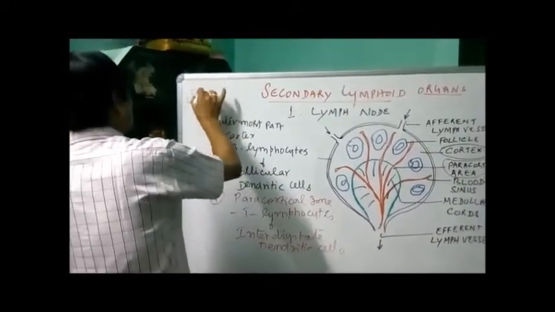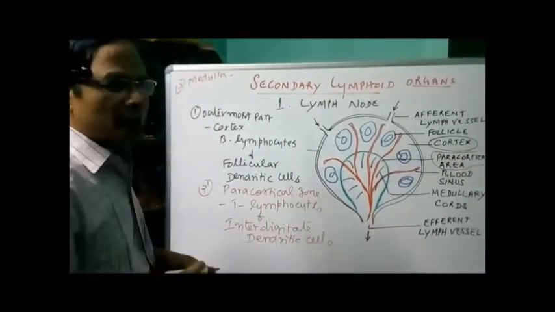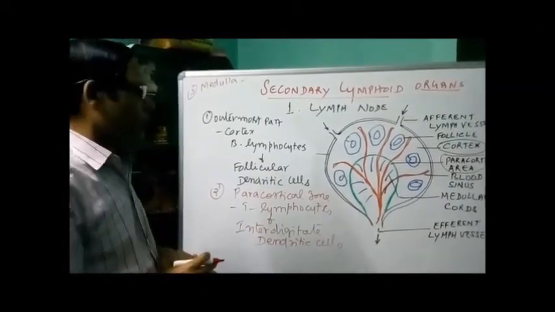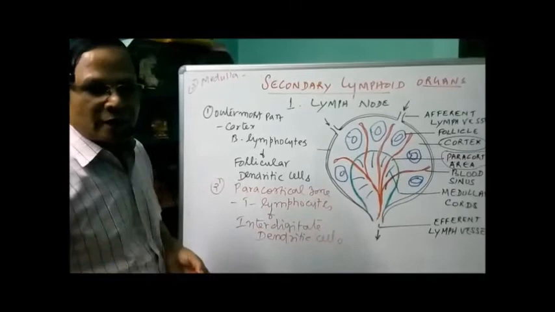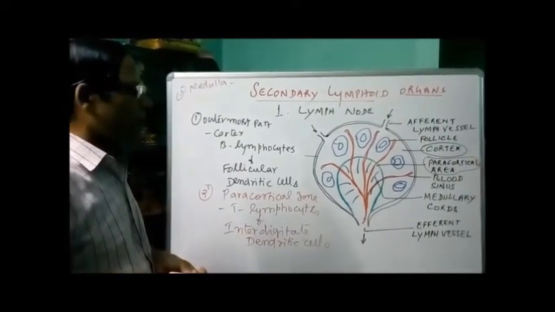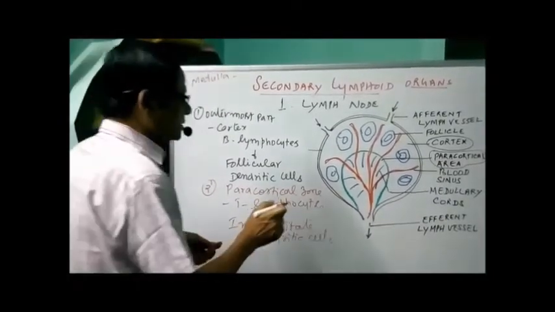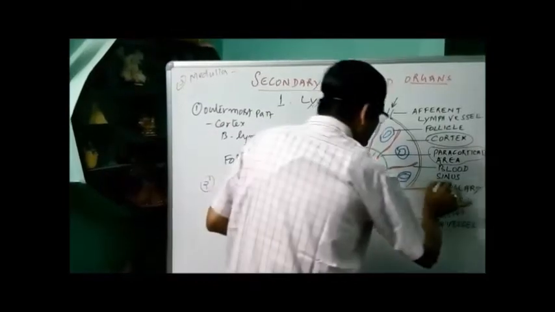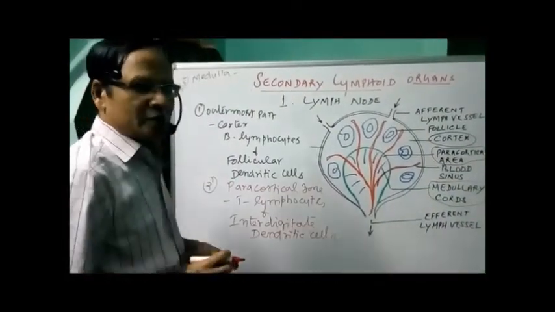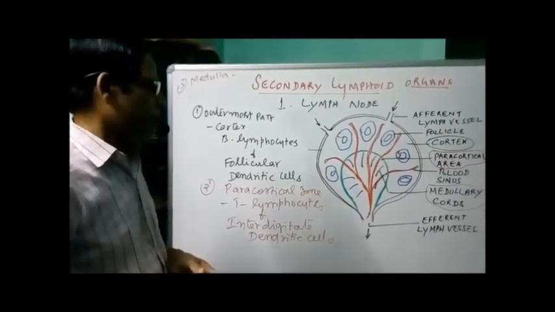The next one is the medulla. The third one, medulla. Now the medulla contains sparsely populated mature lymphocytes. The lymphocytes are arranged in the form of elongated branching bands, and such bands are called medullary cords. So the medullary cords are nothing but the lymphocytes arranged in the form of elongated branching bands.